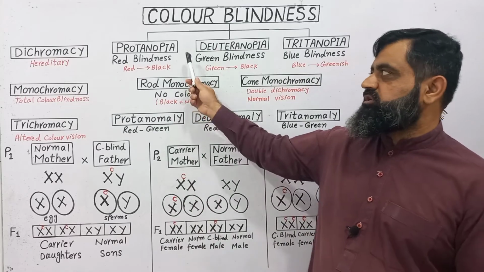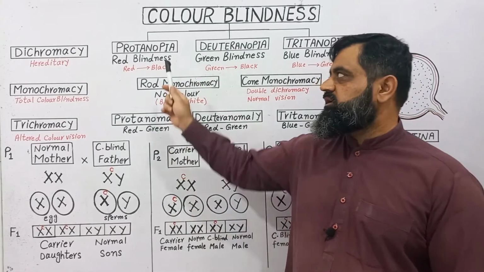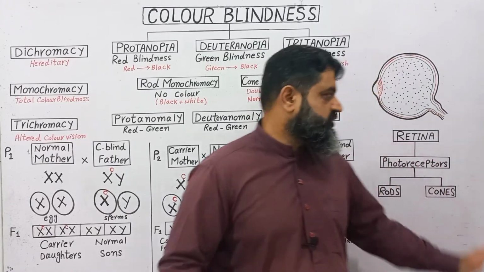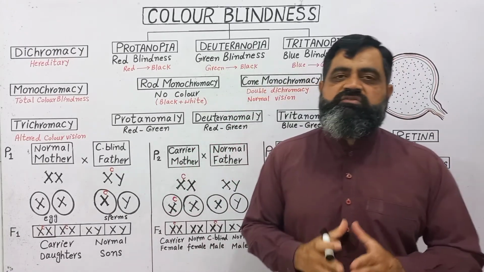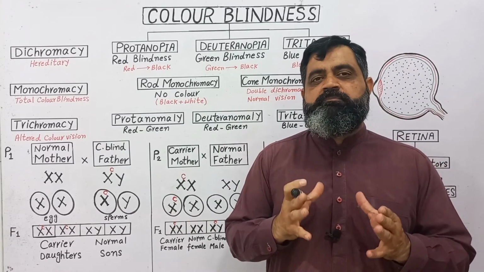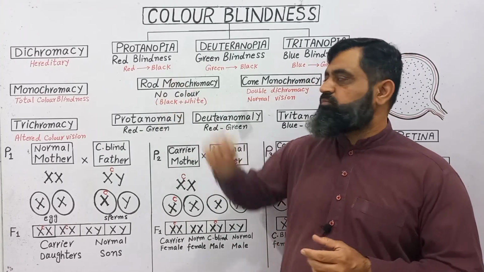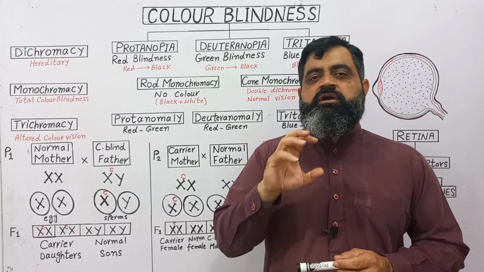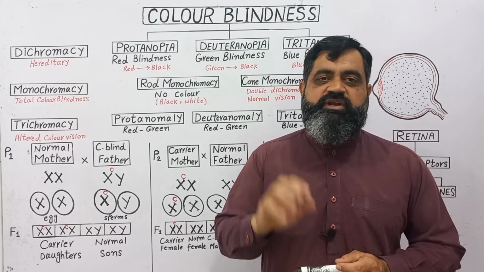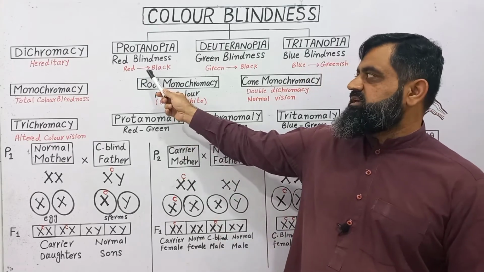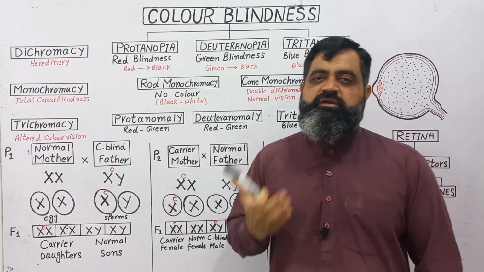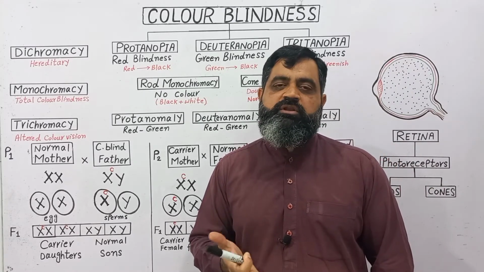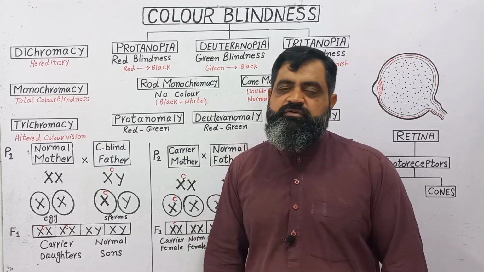First of all, I am going to discuss protanopia. Protanopia is red blindness. In this condition, red cone cells of the retina do not function properly. So the person affected by protanopia is unable to distinguish red colors and shades of red colors. They will see red as black or gray in color. That is a very big issue for any male or female who suffers from this type of color blindness.